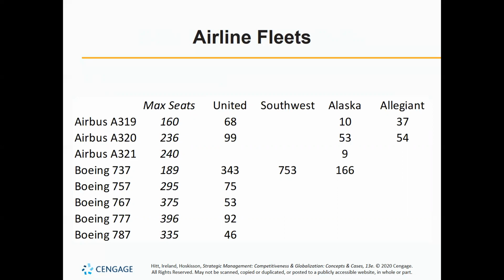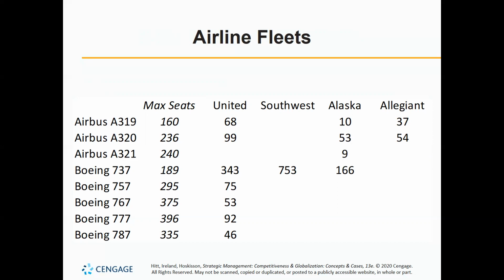You'll also be able to see that there are some differences where, of these four, only United has some of the larger planes, getting up close to 300 and even close to 400 passengers on a particular plane. These planes tend to be used differently.